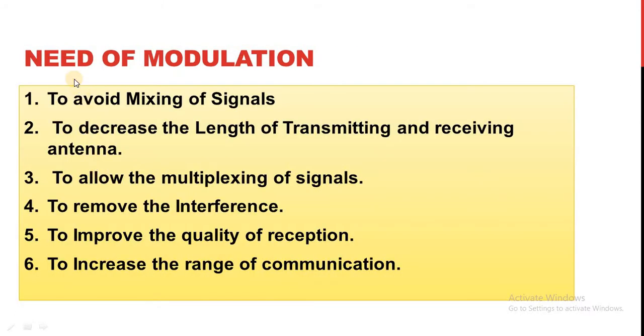Next, we are moving on to the need for modulation in communications. To avoid the mixing of signals, to decrease the length of transmitting and receiving antennas, to allow the multiplexing of signals, to remove the interference problem, to improve the quality of reception. That means in order to improve signal to noise ratio, modulation is necessary. To increase the range of communication, modulation is necessary.